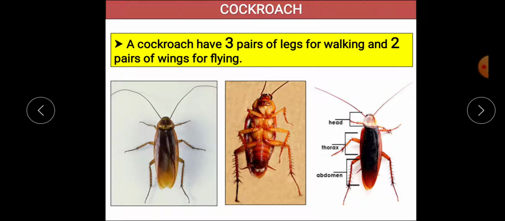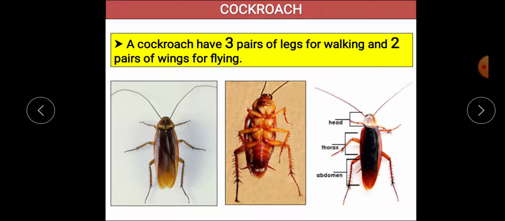Next is cockroach. A cockroach has 3 pairs of legs for walking and 2 pairs of wings for flying. A cockroach can fly as well as walk as a mode of its locomotion. Can you see? These are the 3 pairs of legs and it has 2 pairs of wings on its body. This is called the antennae or antenna of the cockroach. Its body can be divided into 3 parts: the head, the chest part called thorax, and the bottom part called abdomen.